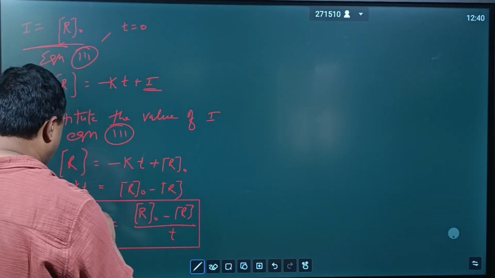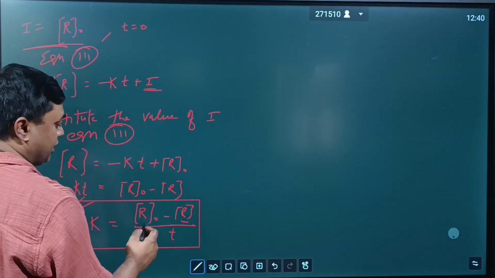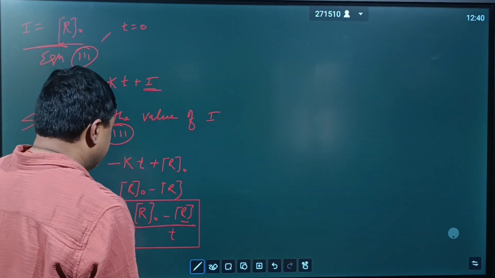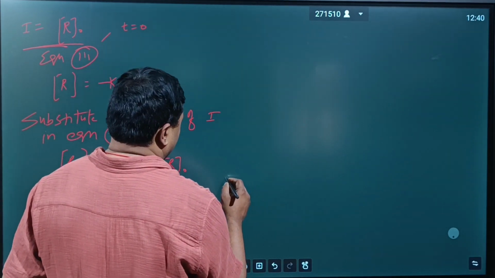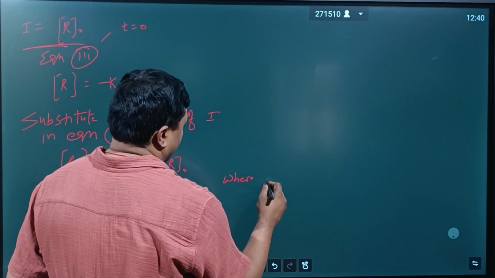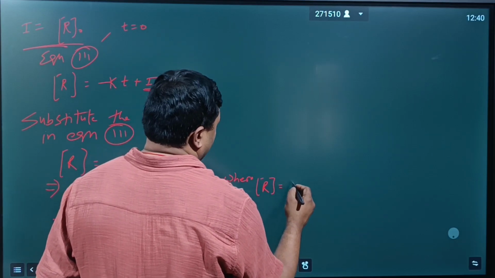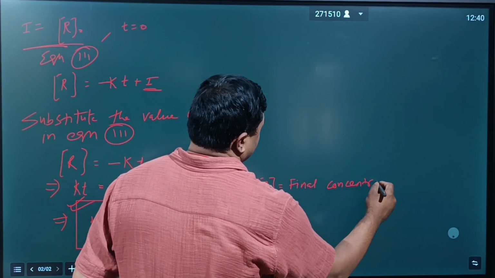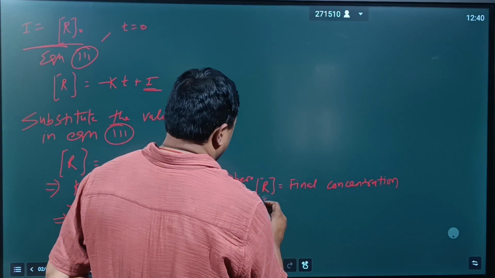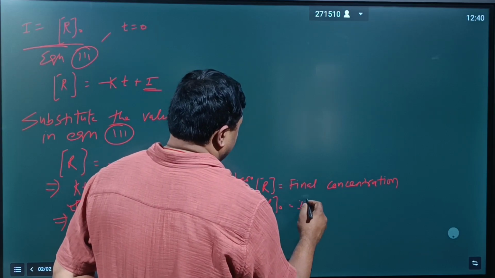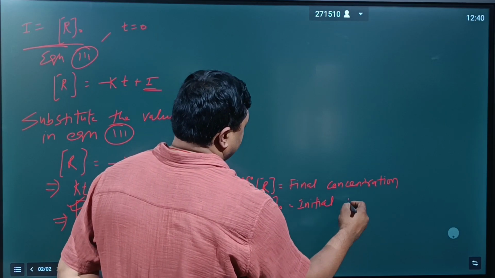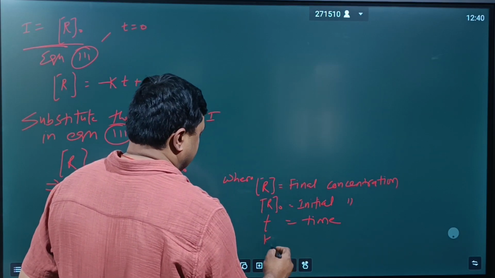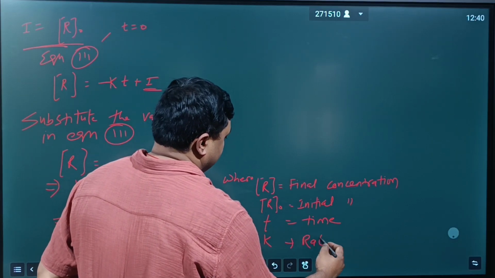Here R is the final concentration, R naught is the initial concentration, t is the time, and K is the rate constant. You can make a note: R is nothing but final concentration, R naught is nothing but initial concentration, t is nothing but time, and K is nothing but rate constant.